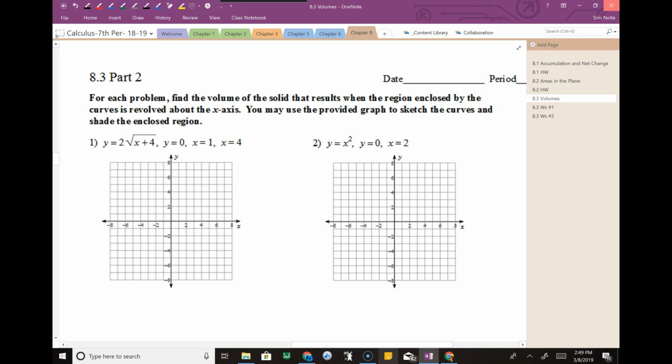Wait, what is the inner radius then? It's the same exact as the outer, from the axis of revolution.